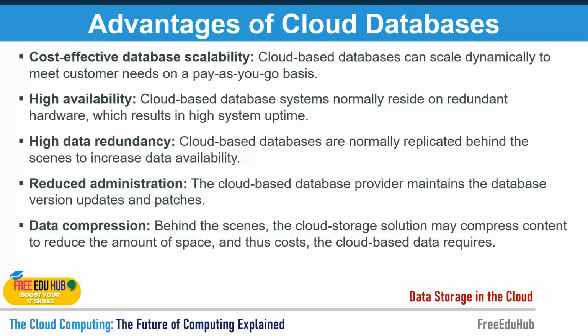High availability: cloud-based database systems normally reside on redundant hardware, which results in high system uptime. You don't have to worry about it. That's the headache of the cloud service provider, to make sure that their services are up and available. High data redundancy: data in a cloud-based database is normally replicated behind the scenes to increase data availability. Now, they are maintaining the backup of the database itself.